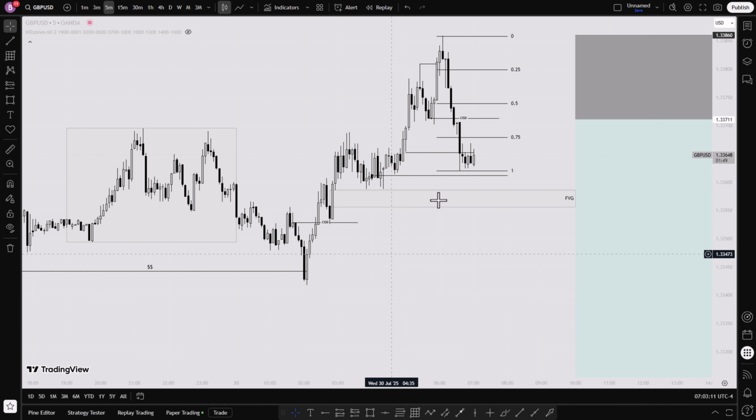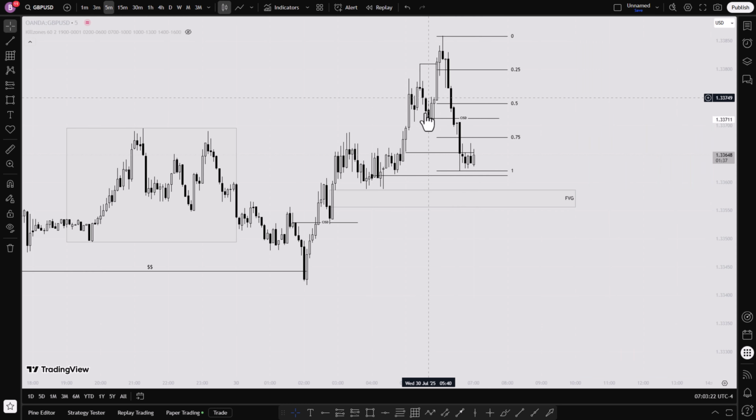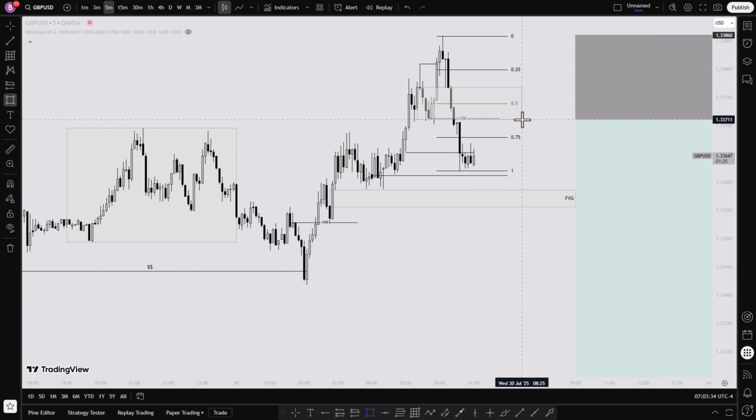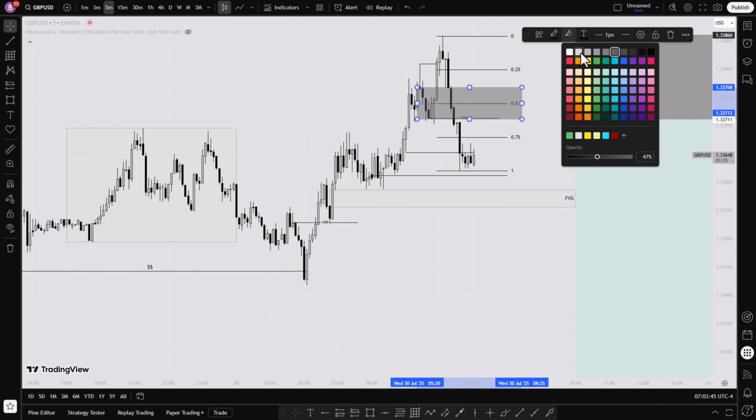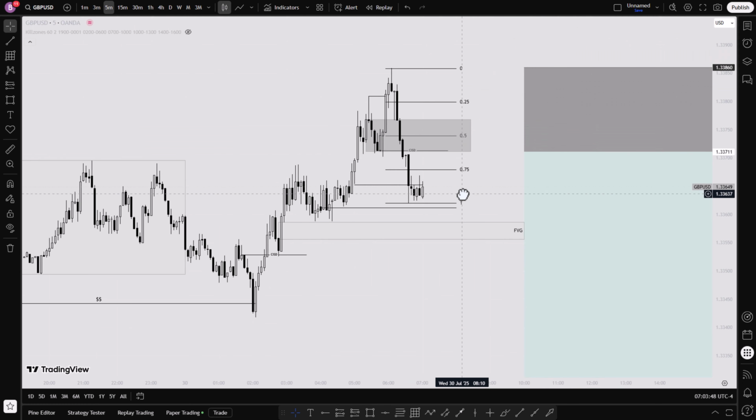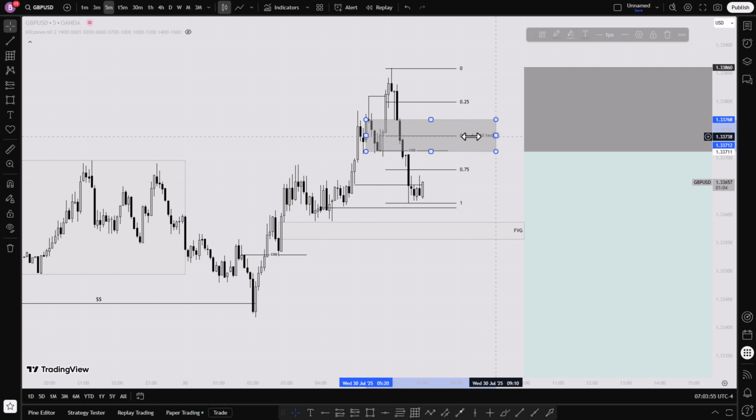So I want to see price taking out this fair value gap. So we want to see price coming into the main threshold of this, or coming to the change in the state of delivery. And also we have a breaker block at this level. So price will come and retest the breaker block for our trade.